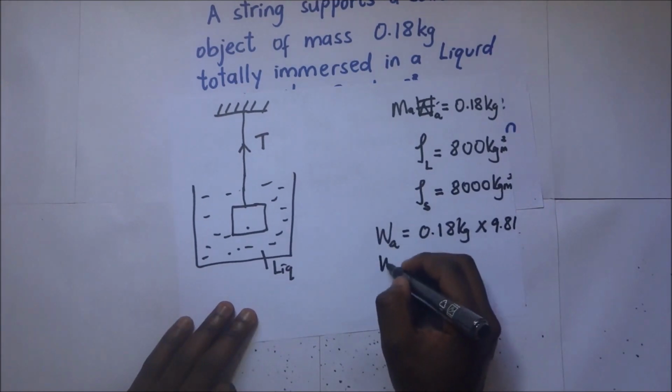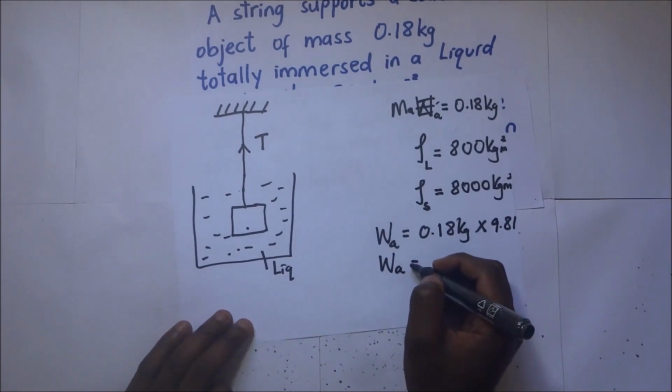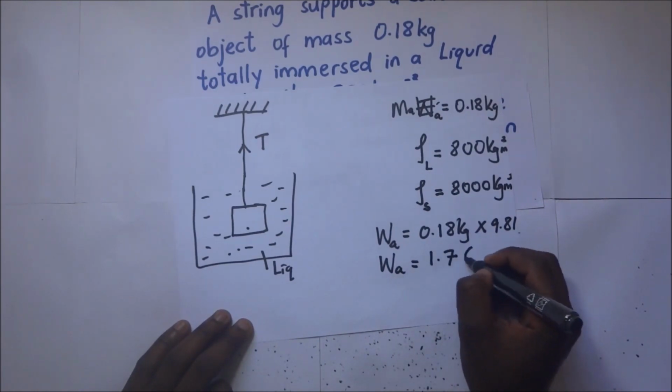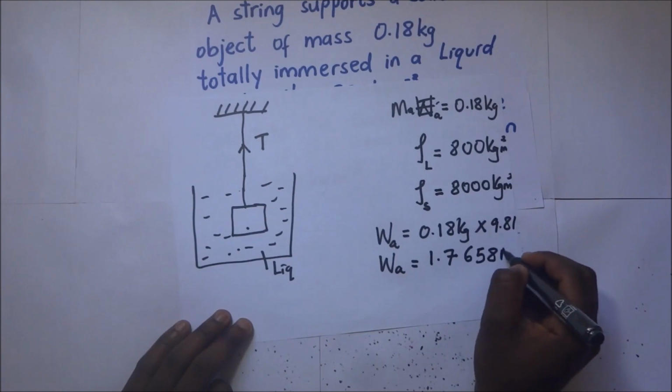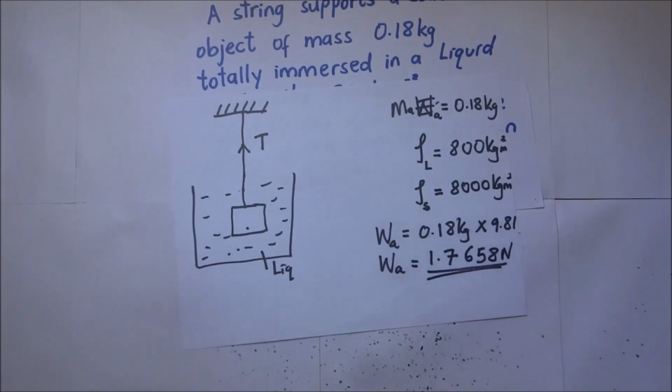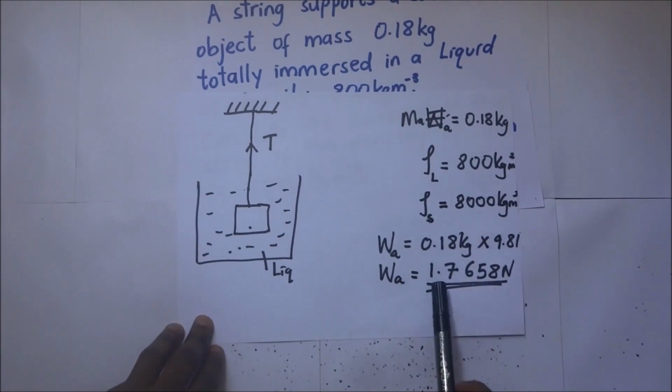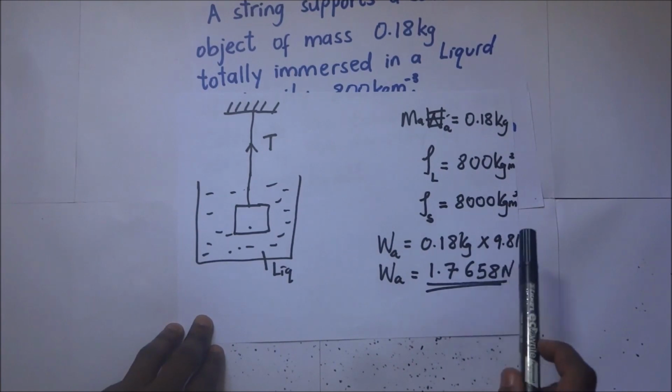So it means that the weight of that solid when it is in air is going to be equal to 1.7658 newtons. So that is its weight in air. Now again, if it was dangling in air, it would mean that it would weigh 1.7658 newtons.